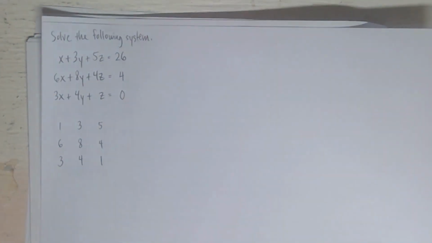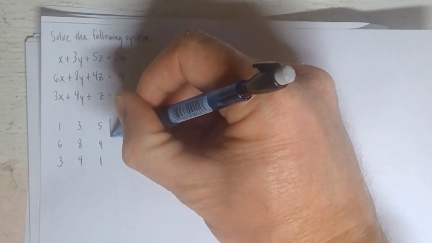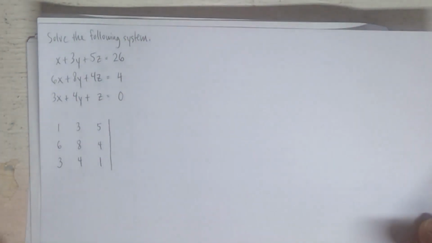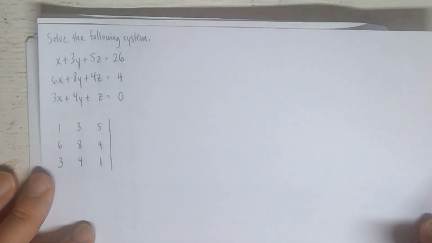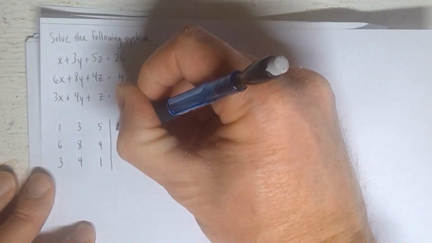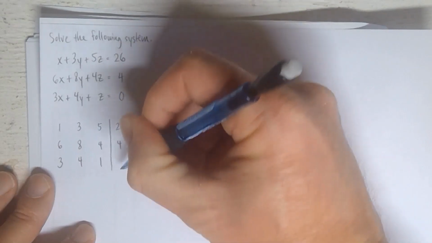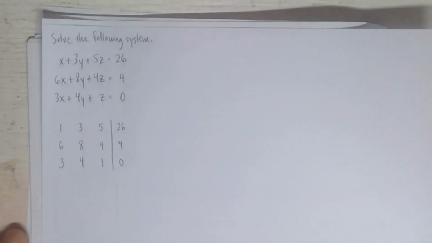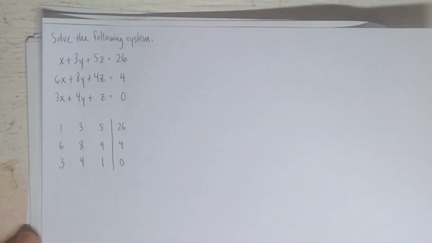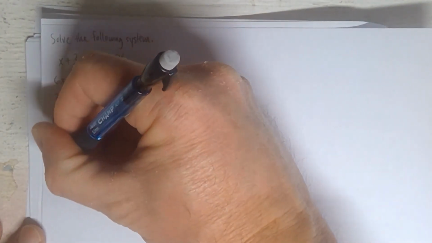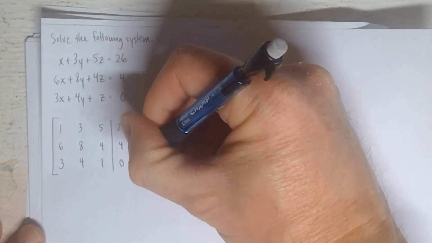All right, and then instead of the equal signs, I'm going to put a bar here. So the bar means that's where the equal sign goes, okay? And then over here we got what? We got the constant terms over there. And then I'm just going to put these big brackets around it. It just kind of holds the whole thing together.